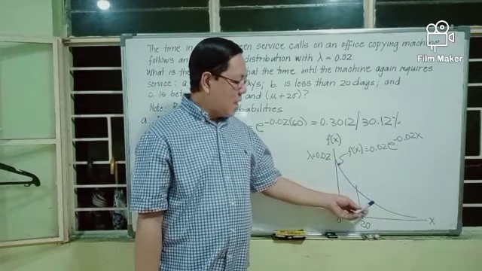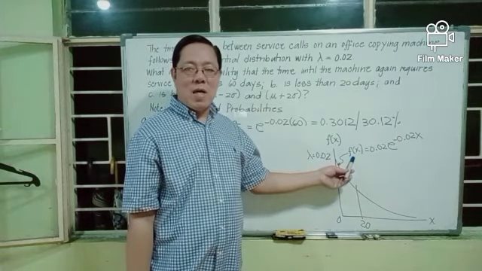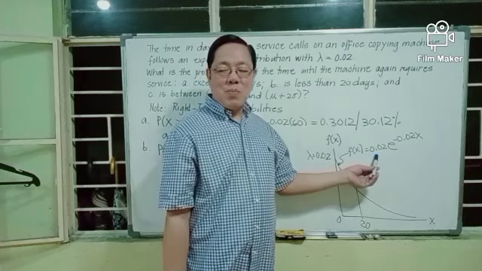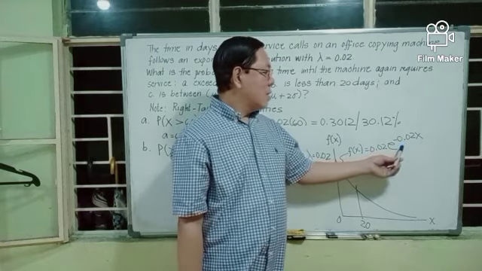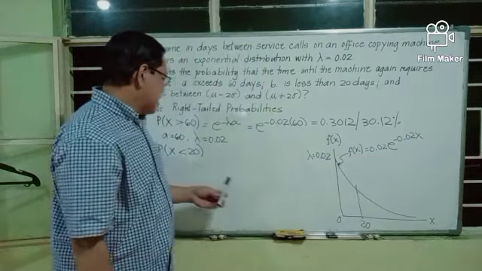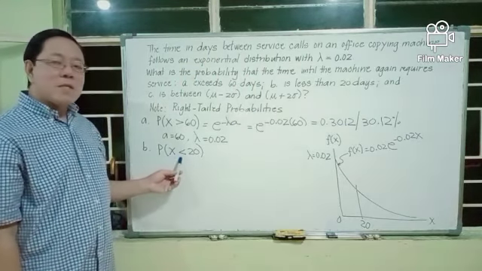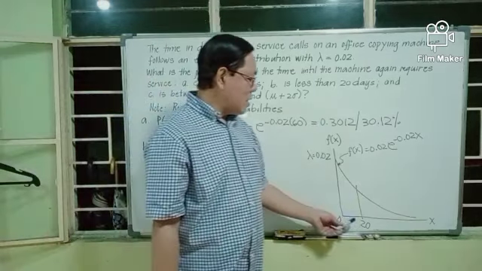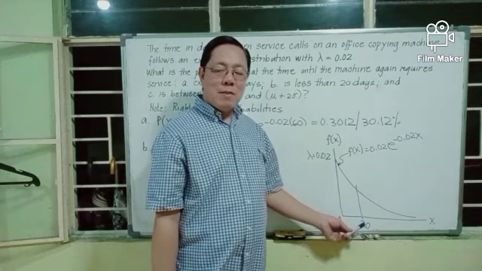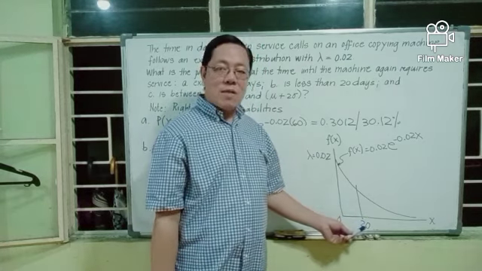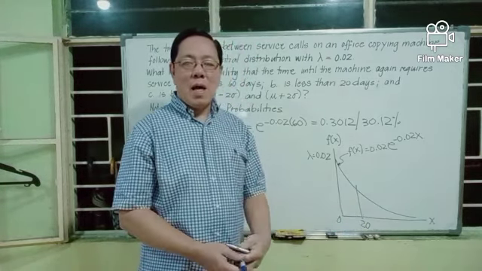And the equation of this curve is given by the probability density function f of x equals lambda, where lambda is 0.02, multiplied by e to the minus lambda, where lambda is 0.02, multiplied by x. Now in letter B, we want the probability that the time before the copying machine requires another service is less than 20 days. We locate 20 days on the horizontal axis, or x-axis. Suppose this is 20 days, and the values of x that are less than 20 are to the left of x equals 20.